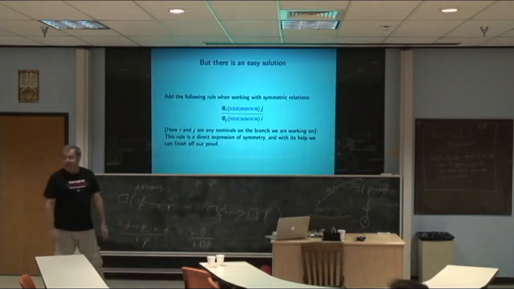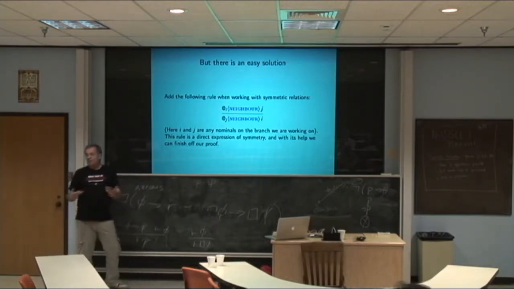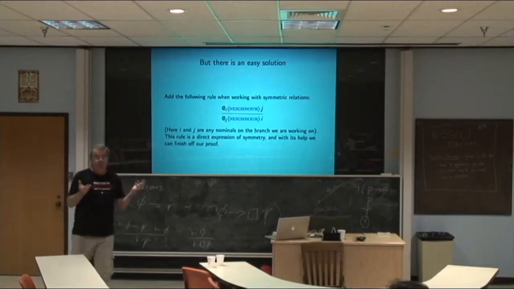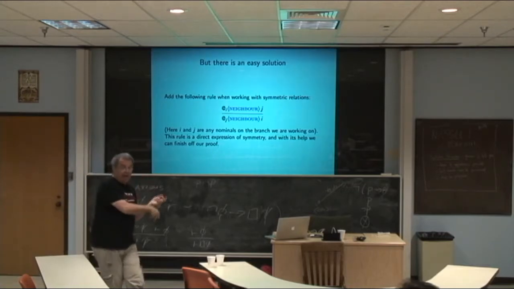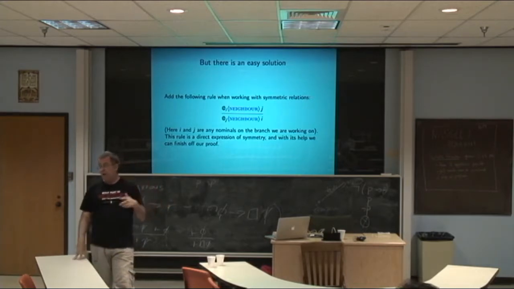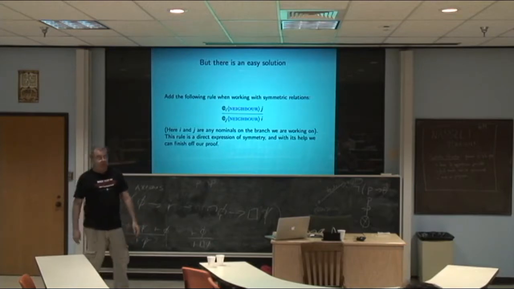And look at that. In hybrid logic, it's so easy to write down something that clearly expresses the symmetry of the relation. Now, if at I I can make a neighbor transition to J, then at J I could have made a neighbor transition to I. Neighborhood is a symmetric relation.